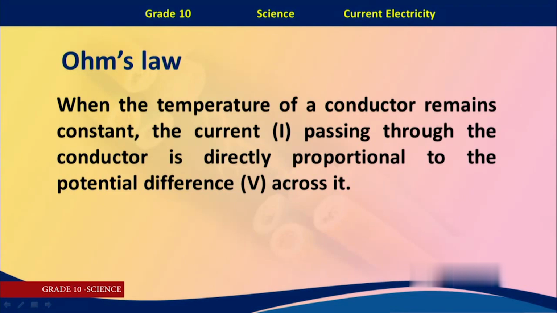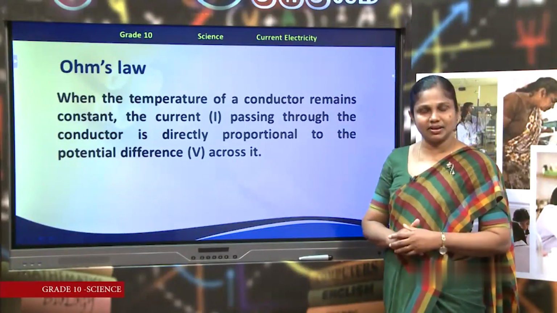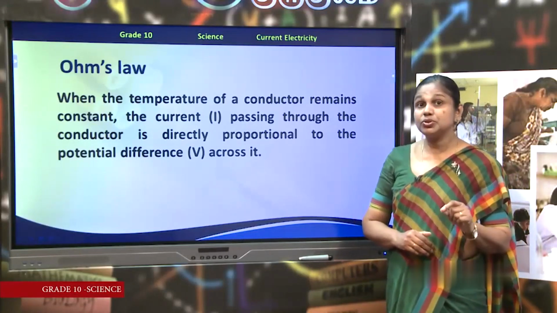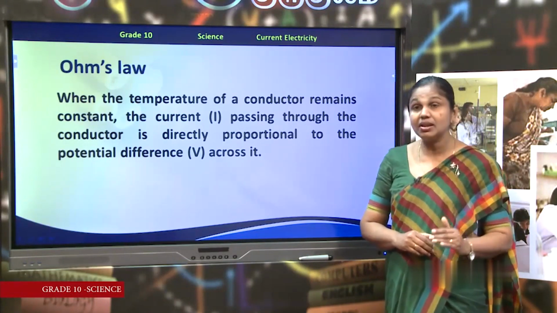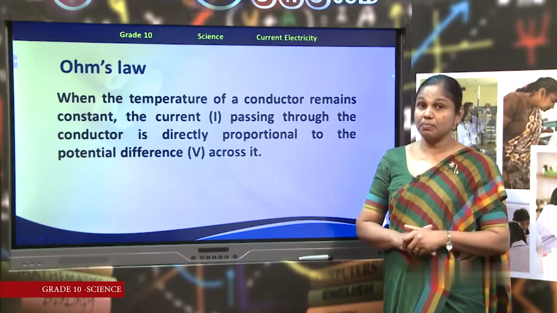What does this law state, children? This law states that when the temperature of a conductor remains constant, the current passing through the conductor is directly proportional to the potential difference across it. Here it has a condition, children: when the temperature of a conductor remains constant. That's why during the activity I told you, we have to switch off the circuit after getting the reading. Just after getting the reading, we must switch off the circuit and keep a few minutes to cool down the nichrome coil.